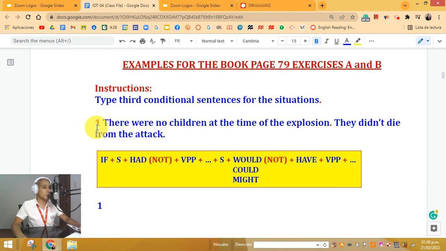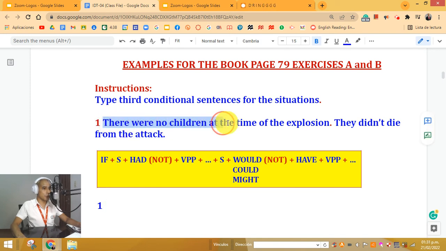Number one says, there were no children at the time of the explosion. They didn't die from the attack. In this case, we have two sentences, and now we have to come up with a third conditional sentence, just one sentence. So here we have the formula. It's going to be a guide in order to do the task. So let's see. The first thing that I have to do is see which is the conditional sentence. The if conditional sentence in this case is this.